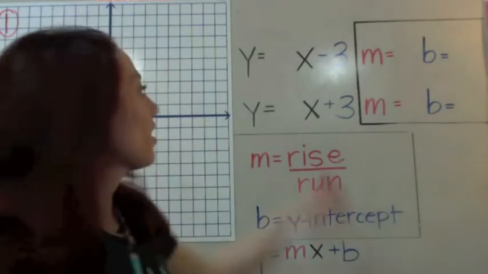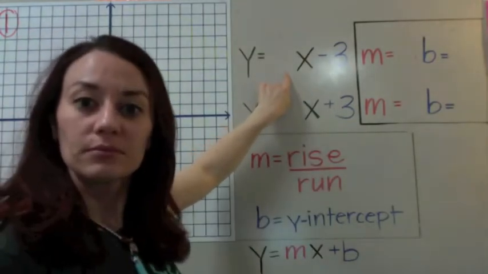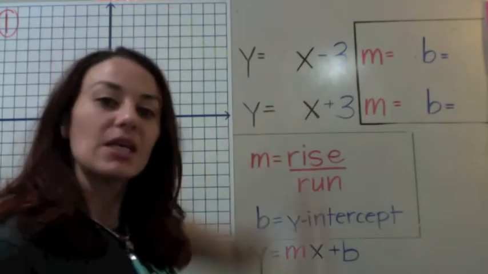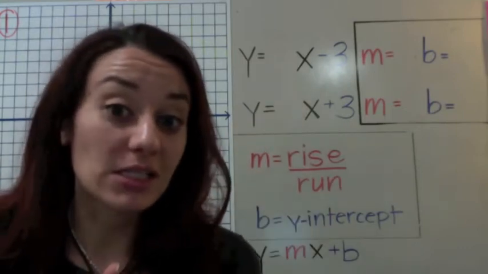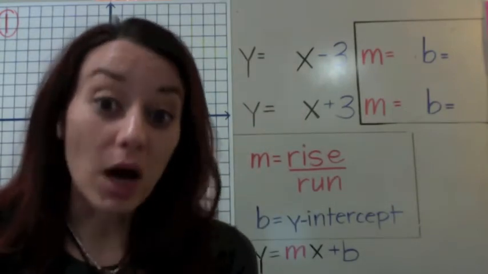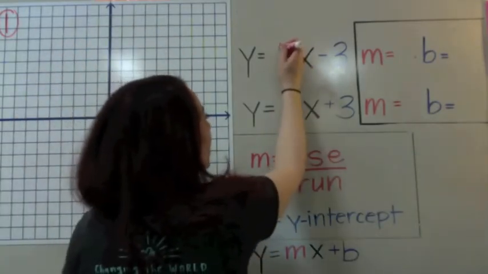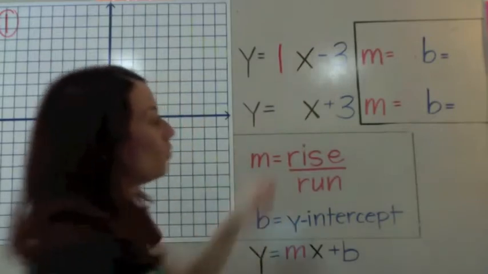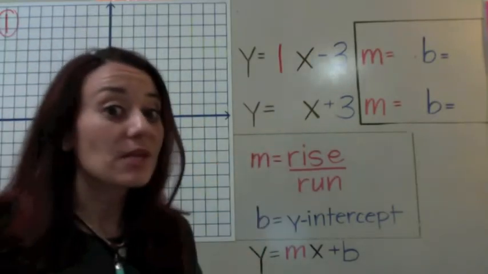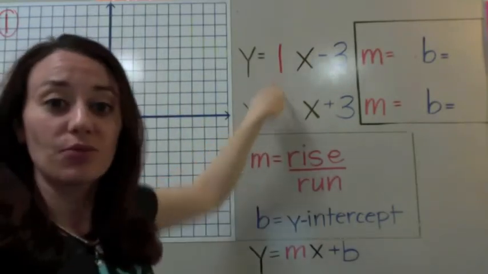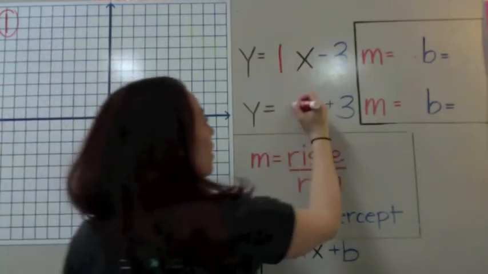So let's take a look at these equations. Do you see a slope here? Do you? It is invisible. Do you know what it is? It's 1, right? So I'm going to go ahead and put 1x. And what about here? You know they have the same slope, so if the top line has a slope of 1, then the bottom line also has a slope of 1.